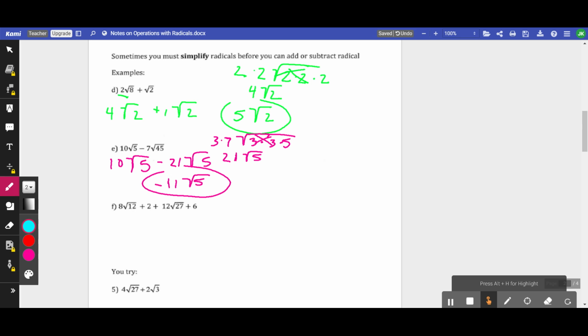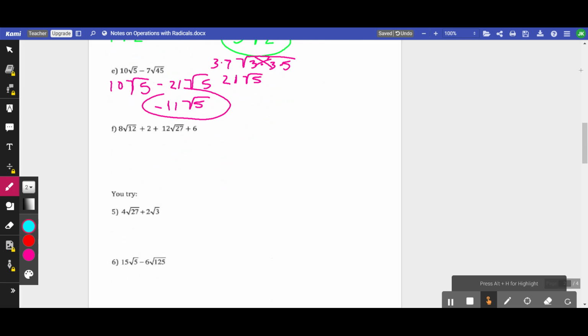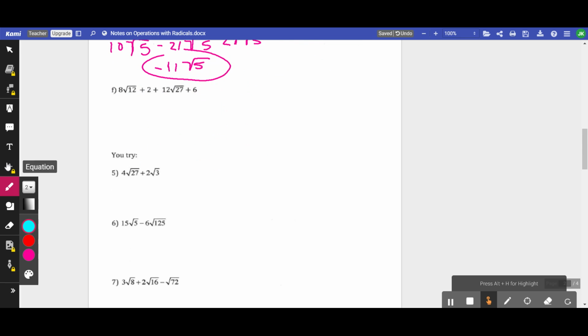And then for the next one here, you could combine your 2 and the 6. I'm just going to work on the other stuff to start though. You can't combine what's in the square root to start because you have the square root of 12 and the square root of 27. So you'll simplify the radicals here. You can write out the prime factorization of 12 to start. So I'll do it over here then.